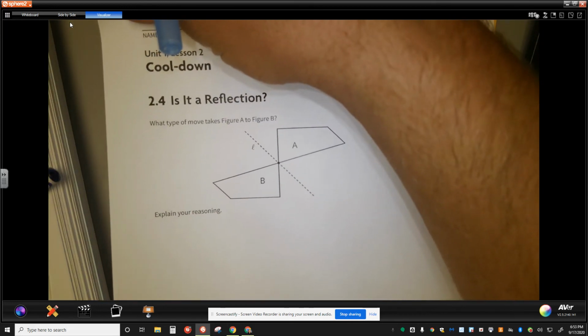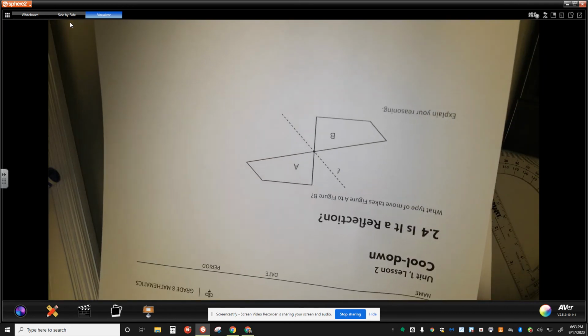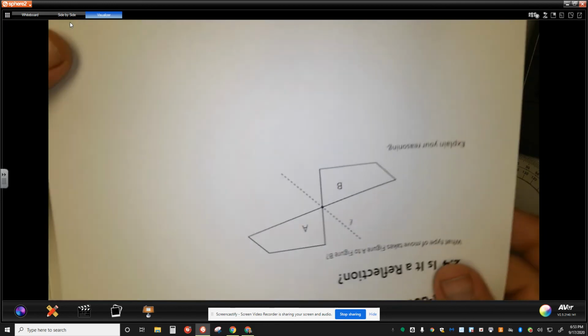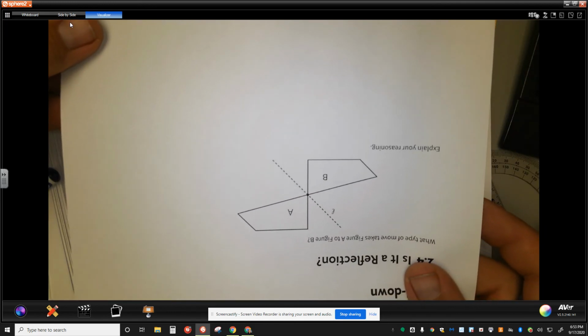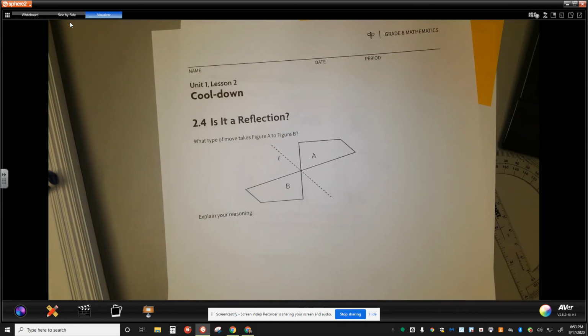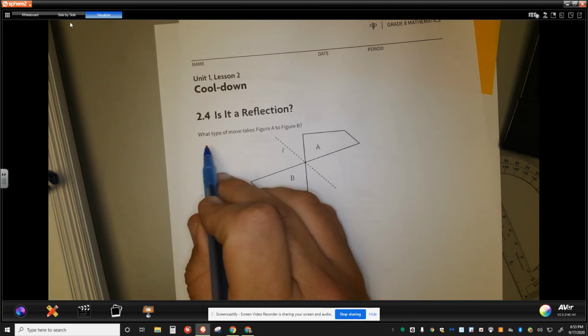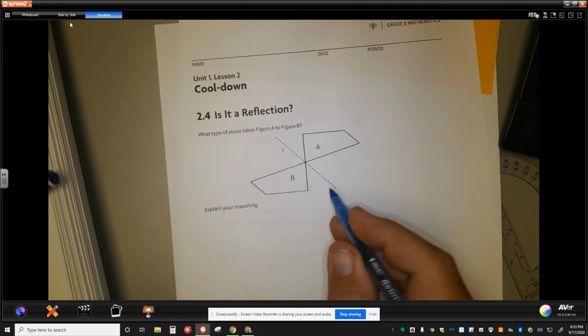There's what it is right there. What I learned from this is that I'm rotating my paper 90 degrees and then 180 degrees, and I see the exact same image. Since I see the exact same image, there's no need to have any other moves to make this happen. So what type of move takes figure A to figure B?